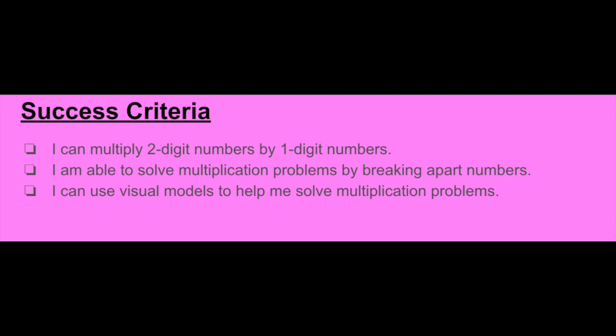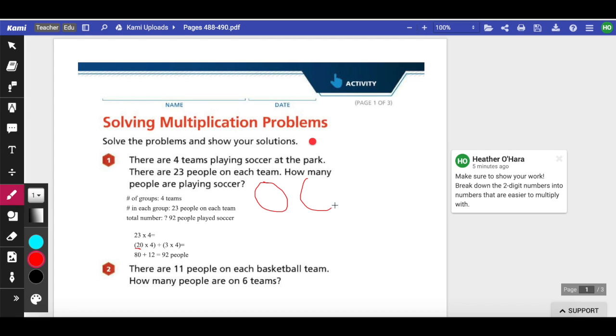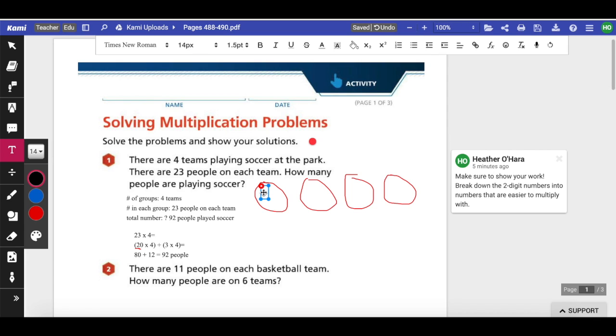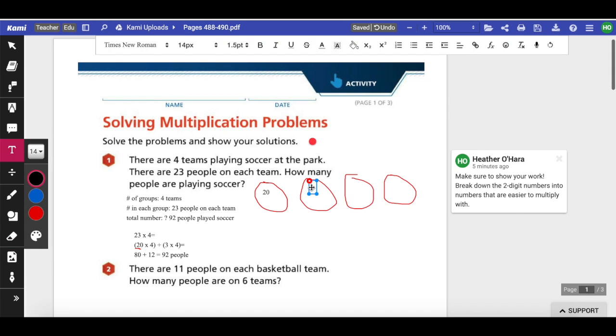So for over here, you can also just draw 4 teams or 4 groups with 23 in each. So if I wanted to make this organized, I could do 4 groups. So I could put 20 in each, so 20, 40, 60, 80, and then 3 in each.